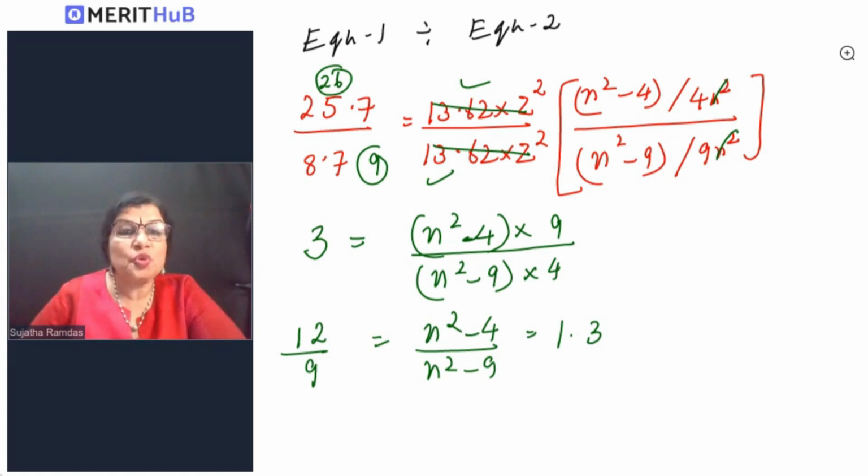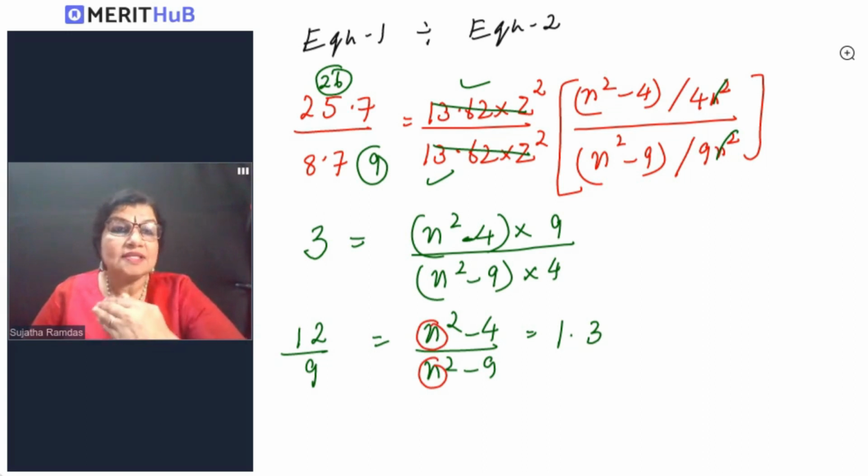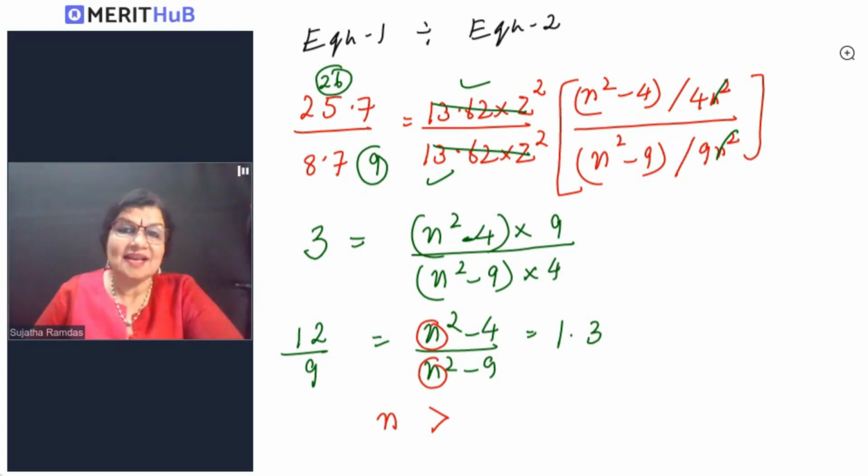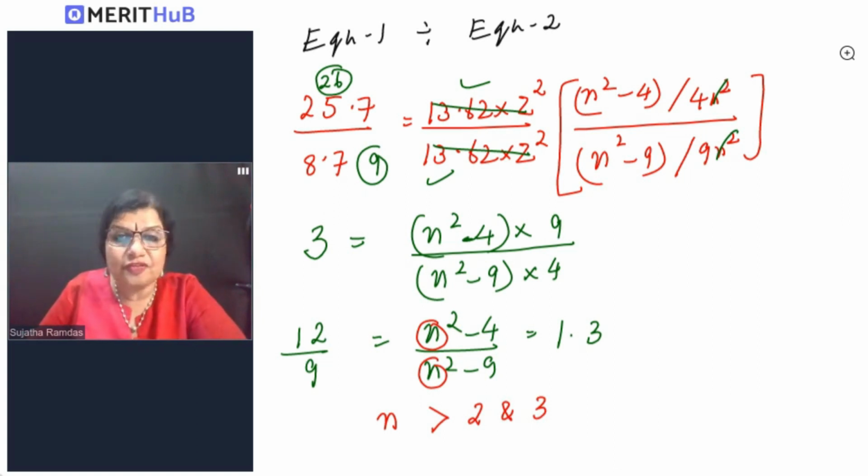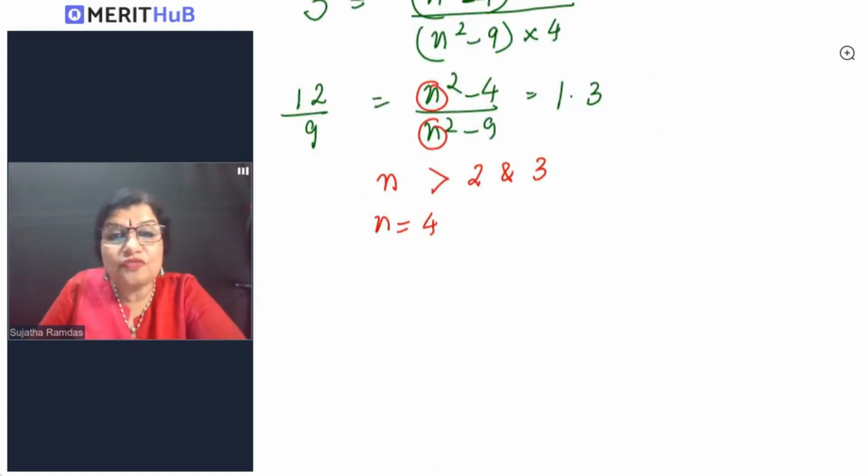So now you have to use a trial and error method. Your task is to find out n. So what will you substitute? Where will you start substituting? From which number will you start substituting? n should be greater than the first and the second excited states. The first excited state was 2 and the second excited state was 3. So let's start from n is equal to 4.